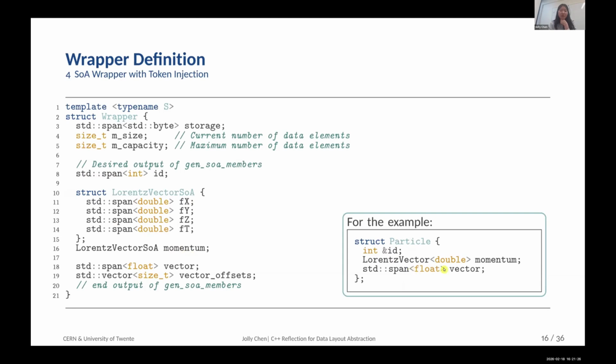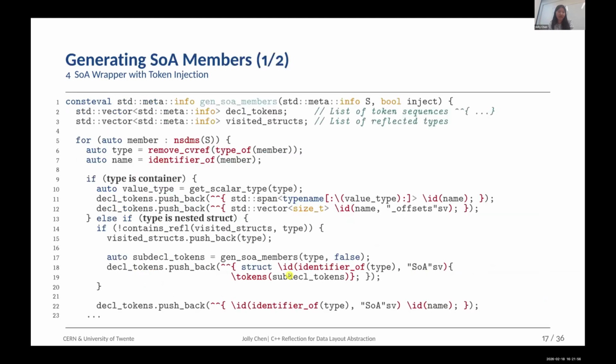For the vector type, there are different ways in which you can SOAify a vector. In this case, we are essentially putting the vectors for each element in the SOA in the same container. So we need to keep some metadata to keep track of where the vector for each element starts. And to do this, we use the following function. It's a lot of code, but hopefully if I go slow, it's understandable.